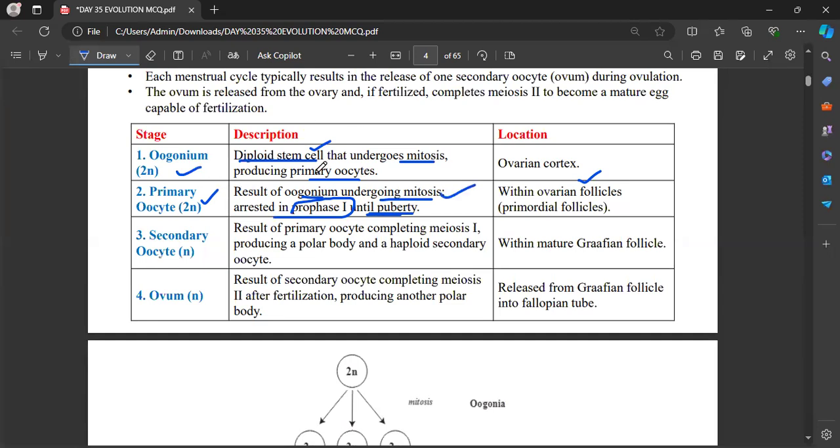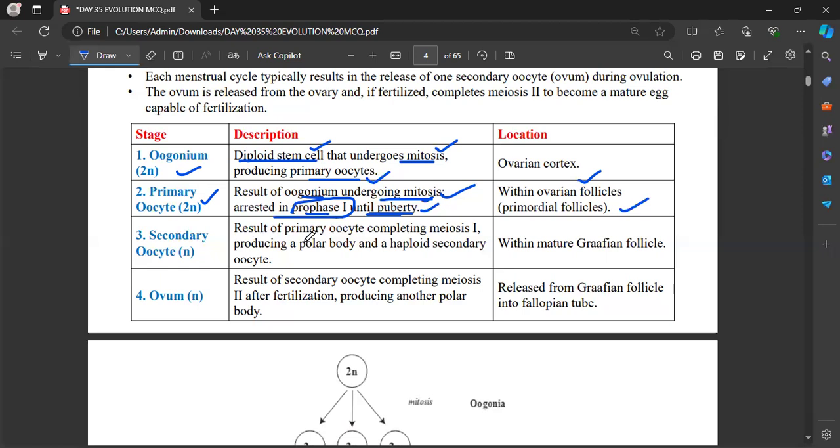Initially, the oogonium is a diploid stem cell. Now this stem cell has to undergo a division, and that division will be mitotic division. As a result of this mitotic division, the oogonium is going to produce a primary oocyte. Here it is arrested in prophase 1 until puberty. That happens in the primordial follicles, that is within the ovarian follicles.